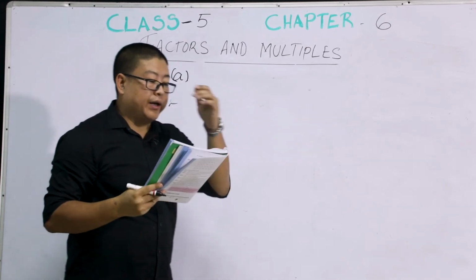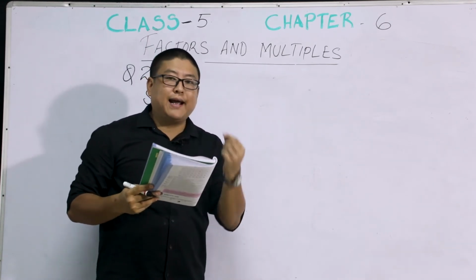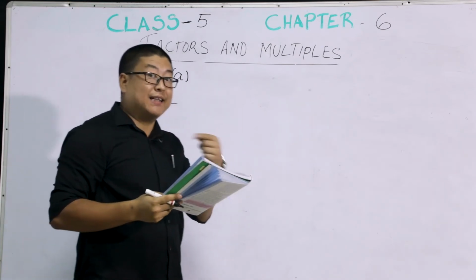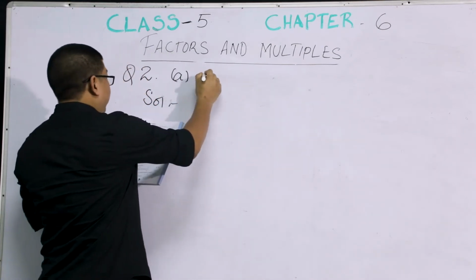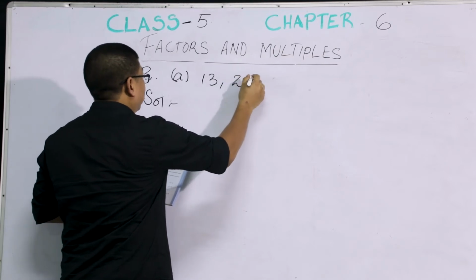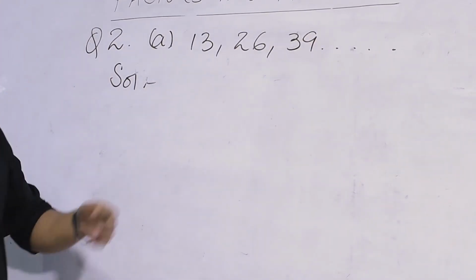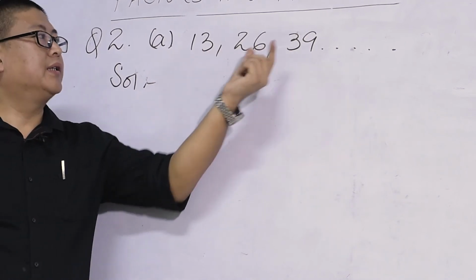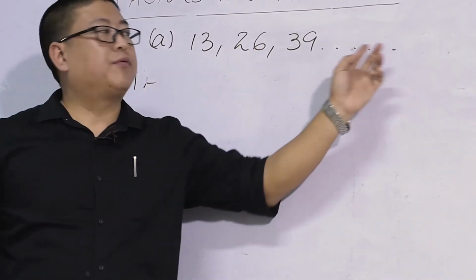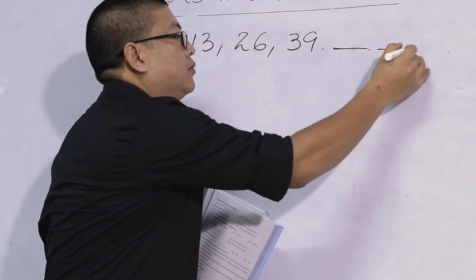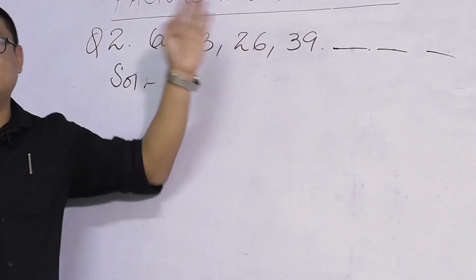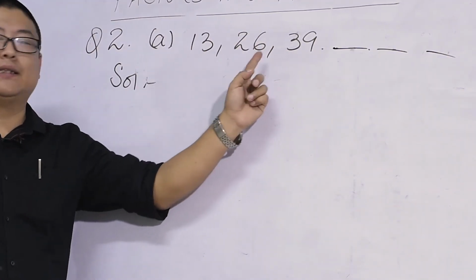They are asking us to write the next 3 multiples. So what they have given us here is a pattern. They have given us 13, 26, 39. Now we have to write 3 more: 1, 2, 3. They have not given us any hint except for these numbers.